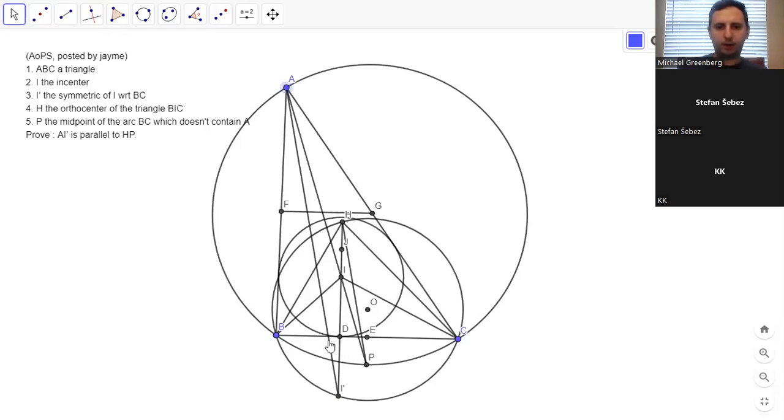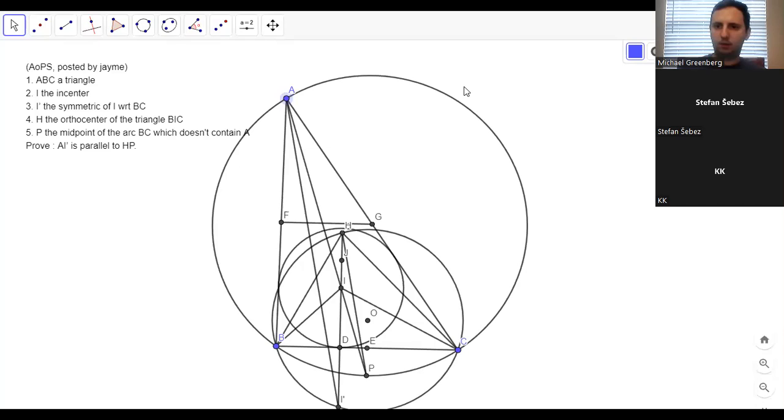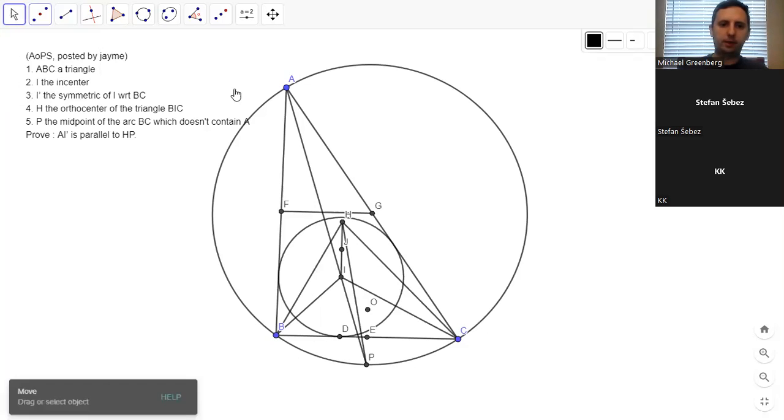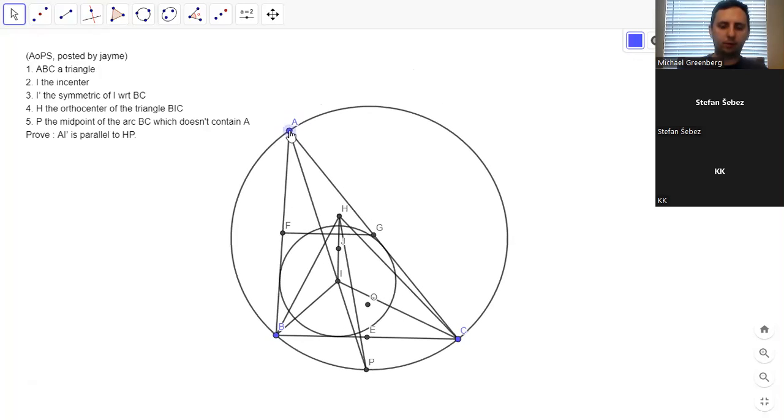So yeah, you're saying we can get rid of I prime and we just want to show PJ is parallel to AB, right? Oh, FG being the polar. So yeah, I'll get rid of this. I'm going to add it back later, but for the time being, basically we want to show AB is parallel to PJ. That's what you're saying, right?